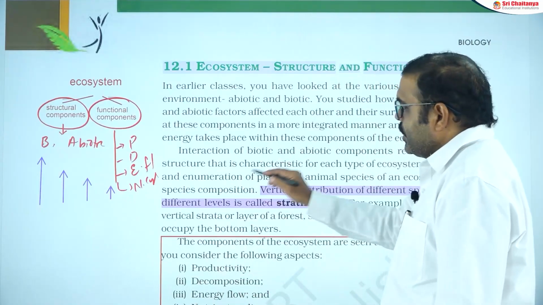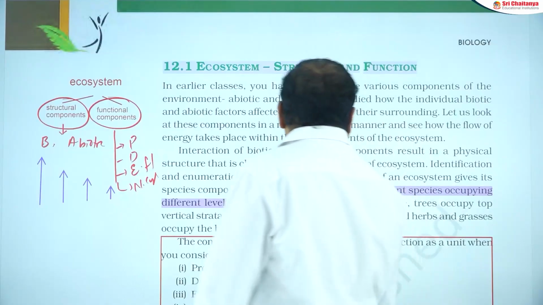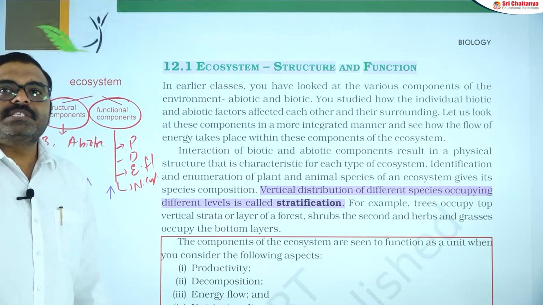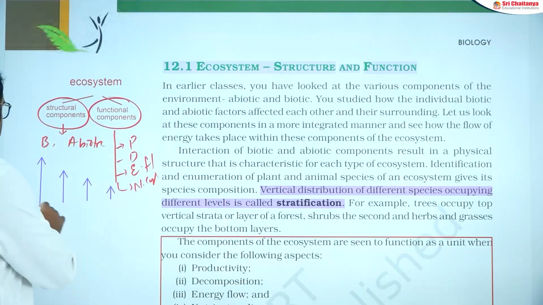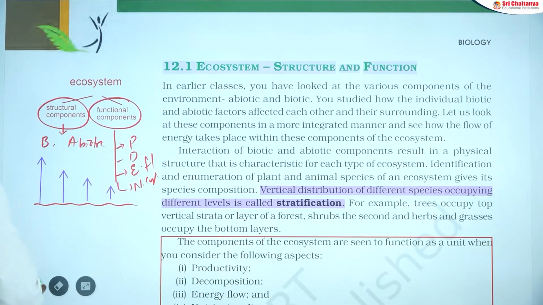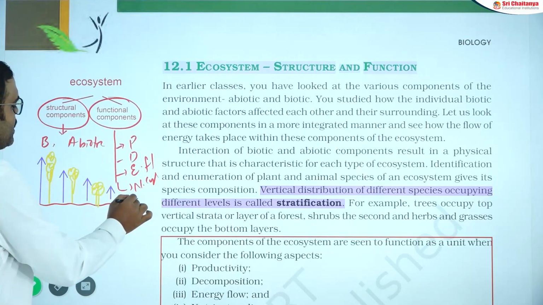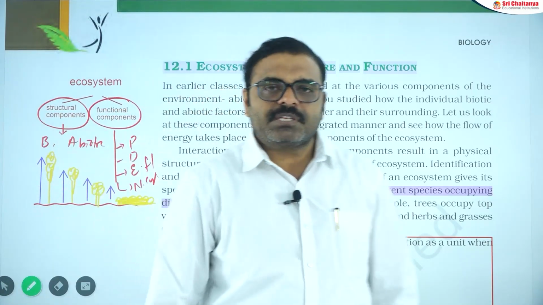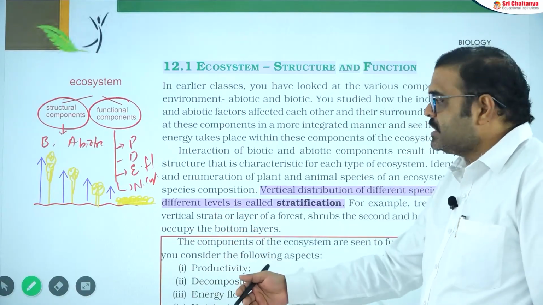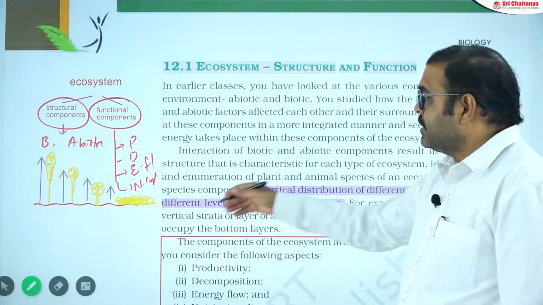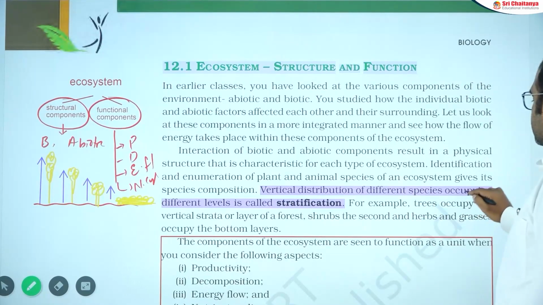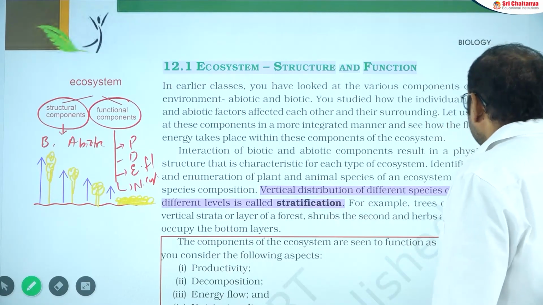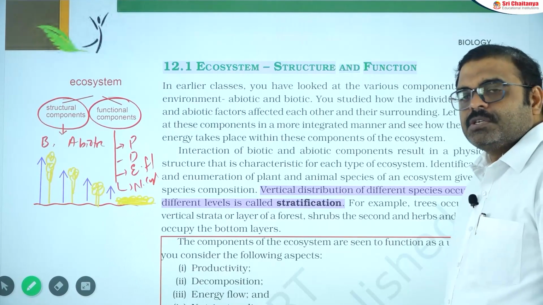Moreover, in one ecosystem the vertical distribution of different species occupying different levels is considered as stratification. For example, if you find one forest consisting of different types of plants, some plants are taller and much bigger in size, some are shorter, some are shrubs and some are very flat in this area. This arrangement of vertical distribution will be considered as stratification. Not only plants, the majority of living forms can apply, but in plants you can find an easy example for understanding. That's why the vertical distribution of different species occupying different levels is called stratification, which is an important statement that we need to understand.